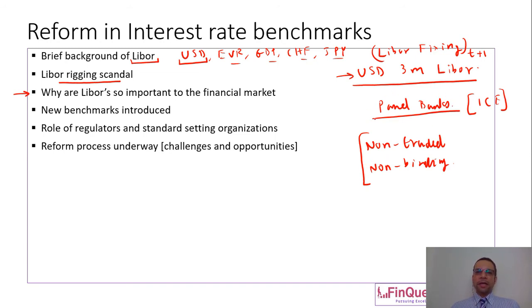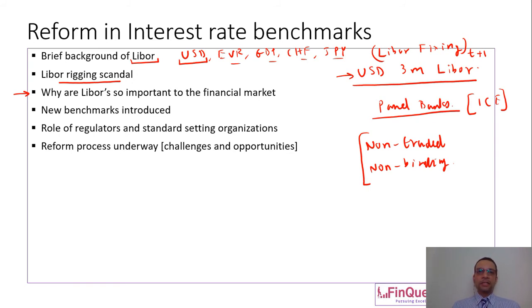So we know that panel banks submit rates to ICE on a daily basis. Prior to ICE, it was the British Bankers Association. So BBA was handling the LIBOR publication right until 2014. But when the LIBOR rigging scandal shook the market, the FCA decided that BBA should not be entrusted that responsibility anymore, and then subsequently through a tender process, ICE was the organization which was appointed and which was given the responsibility to publish the LIBORs.